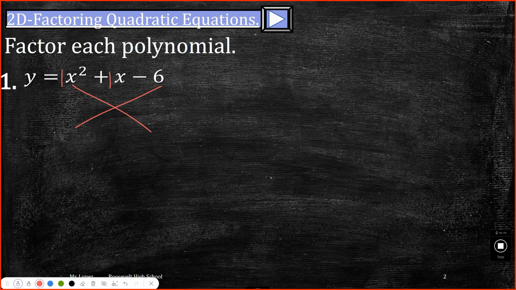Middle number goes to the bottom of the x. The number here, the B value, goes to the bottom. So I'm going to put that 1 down here. The number that goes on top of x is going to be first number times the last. First times the last. So it's going to be 1 times negative 6 is negative 6.